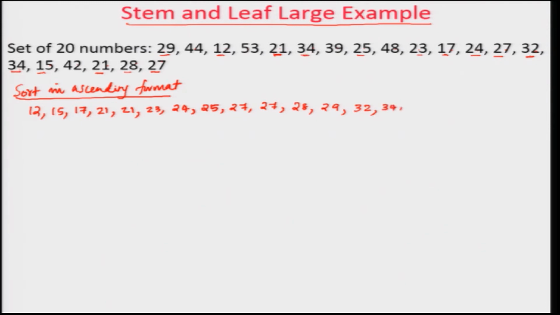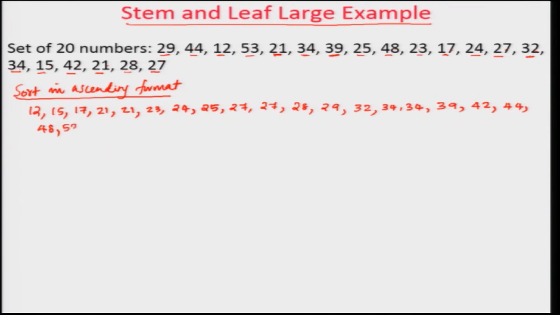So, 34, 34, okay. Do we have 35? No. 36, no. 37, now the next one is 39. So, we have 39. Then what we have is 40, we do not have a 40, the next largest one is 42, and after 42 then it is 44, then we have 48, 48, the last left out one is 53.